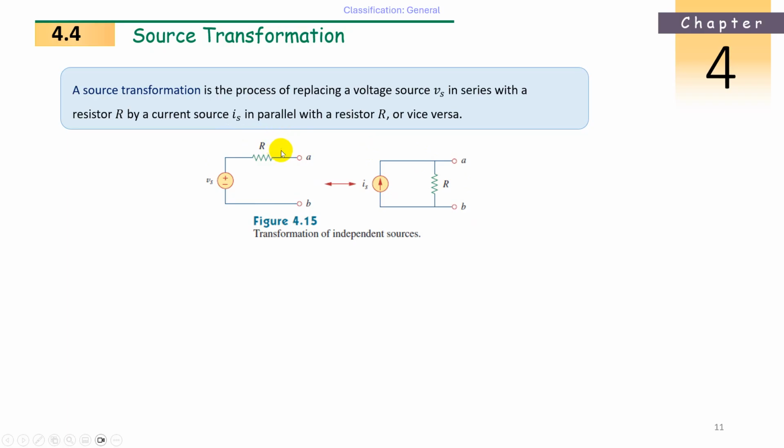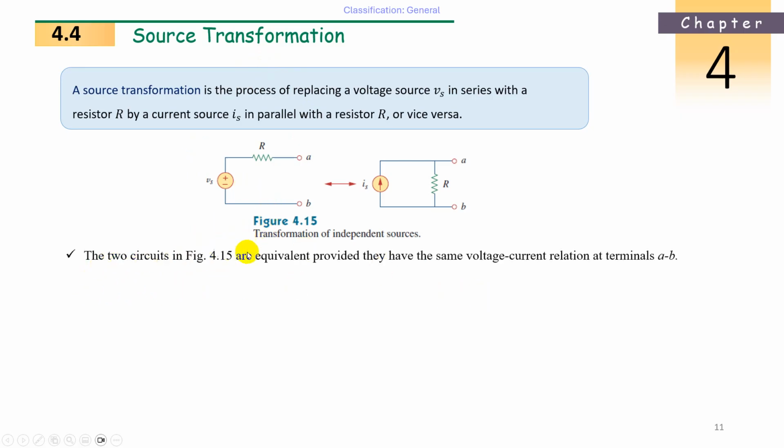We can say it is just a rearrangement, by calculating its values and rearranging with a current source and a resistance in parallel. Previously, the resistance was in series with the voltage source. Now the same resistance, without changing its value, comes in parallel with the current source. We are transforming from voltage to current. This is called source transformation. It is applicable only to sources, whether dependent or independent.